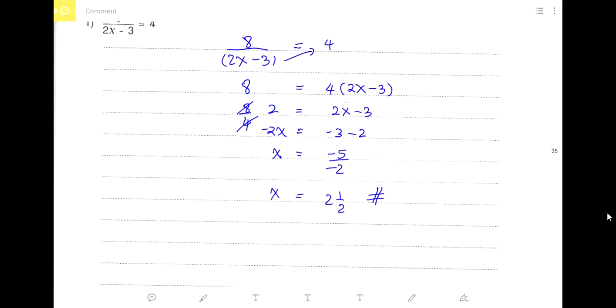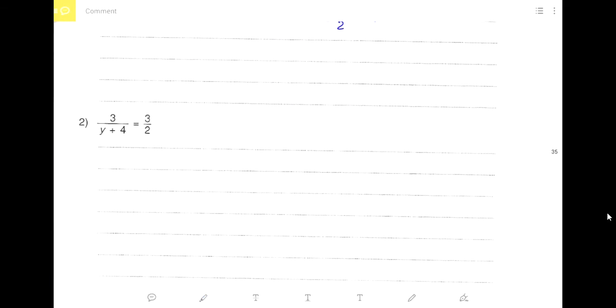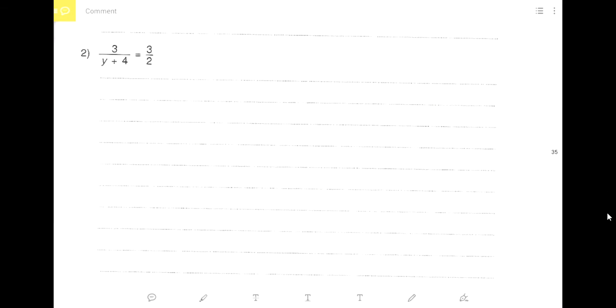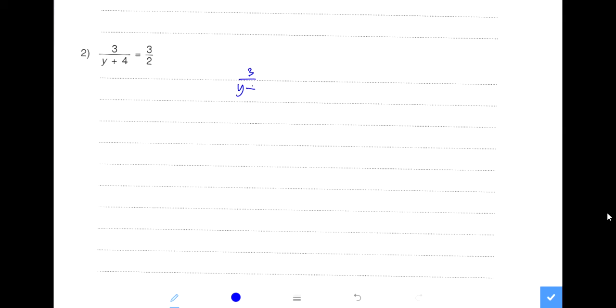So let's go next one, right? X is 2 and a half. Okay, this problem. Let me write the problem. So you should be good with this kind of problem now. Okay, so when you have a fraction equal to a fraction, like this one, again what you want to do is to cross multiply them. Like number 2, which goes up there.